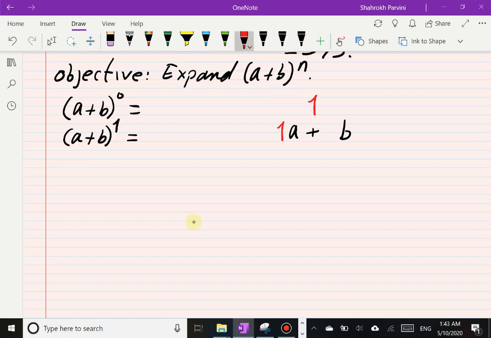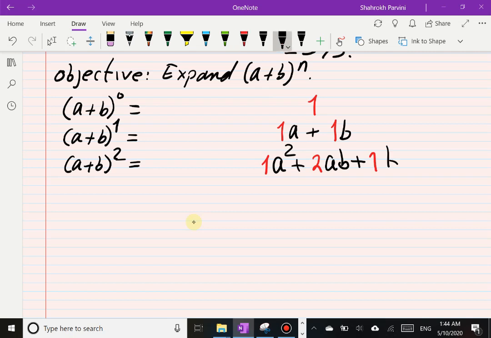Here's 1, 1, 1. I'm using color for those numbers. Let's do another one. Let's do a plus b squared. You kind of see where this is going, right? I'm increasing the exponent from 0 to 1 to 2 to 3 and so on. Now, a plus b squared, we actually remember, we have memorized how this goes. Remember, the square of a binomial is a squared plus 2ab plus b squared, right? And there you have it.